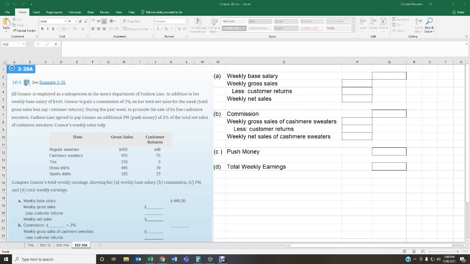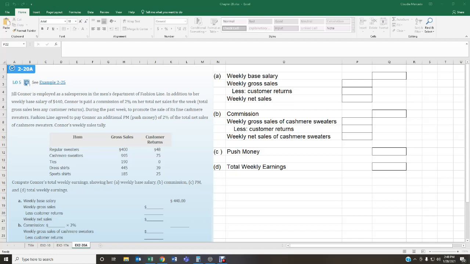So let's look at the problem. It says Jill Connor is employed as a salesperson in the men's department of Fashion Line. In addition to her weekly base salary of $440, Connor is paid a commission of 2% on her total net sales for the week. And that is your total gross sales less any customer returns. During the past week, to promote the sale of its fine cashmere sweaters, Fashion Line agreed to pay Connor an additional PM, which is your push money, of 2% of the total net sales of cashmere sweaters. Connor's weekly sales tally, and then they give us the tally for all of the items, the gross sales, and the customer returns.